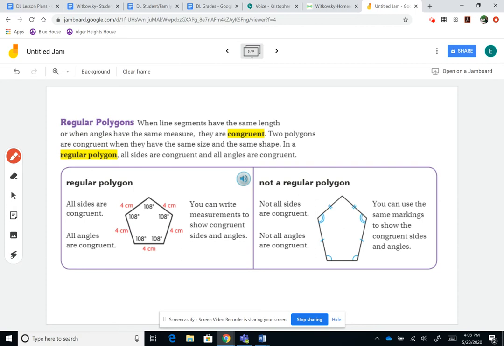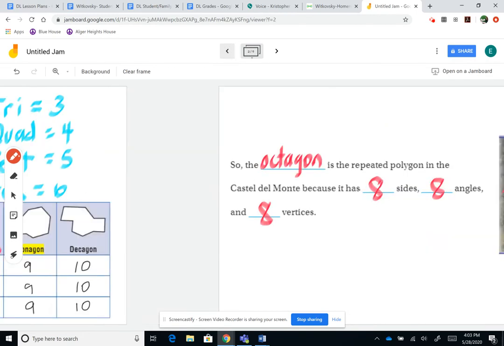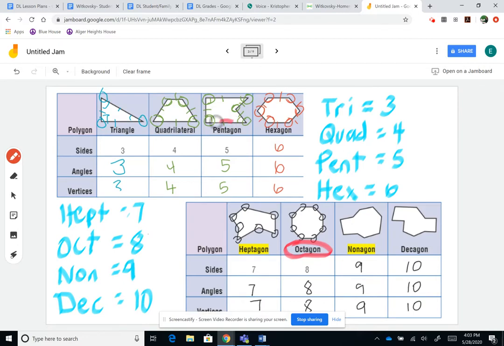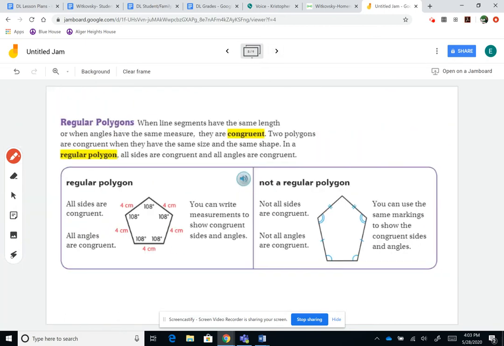Two polygons are congruent when they have the same size and the same shape. In a regular polygon, all sides are congruent and all angles are congruent. Now we have two five-sided figures. If I go back to that chart, a five-sided figure is a pentagon. So I can see that both of those are pentagons. However, they do not look the same, so they are not congruent.